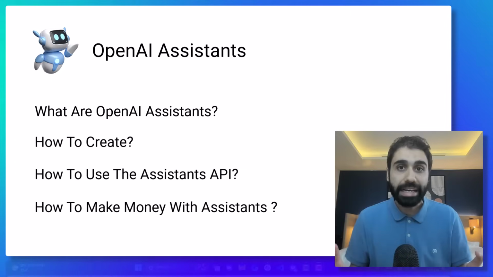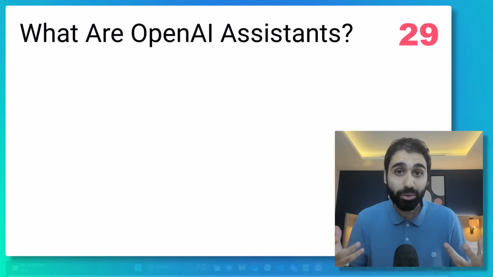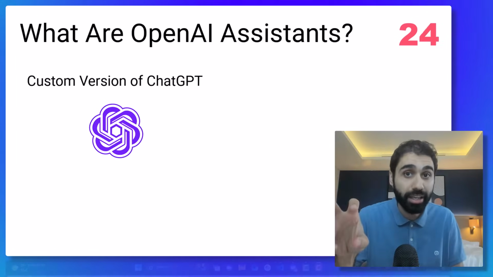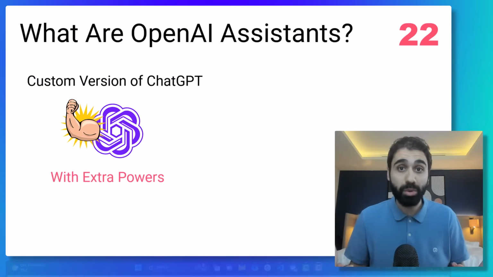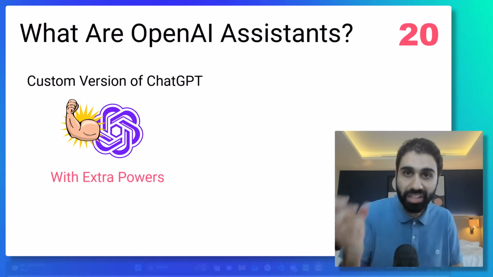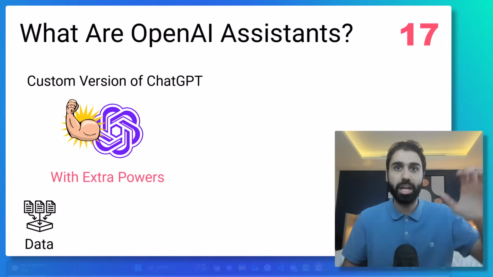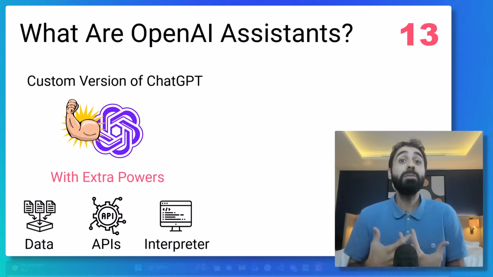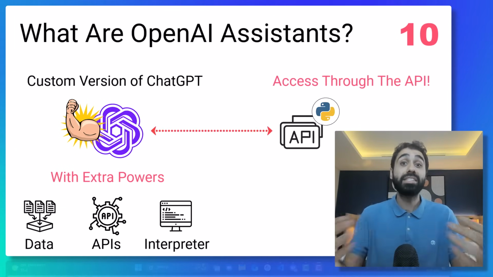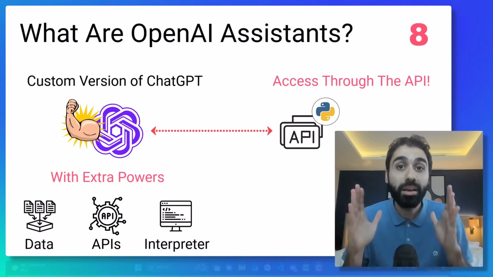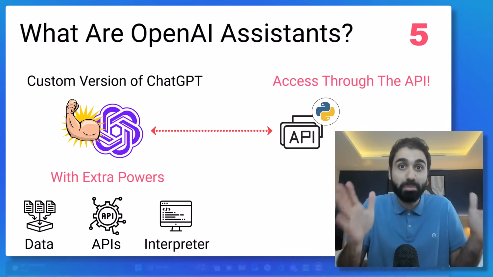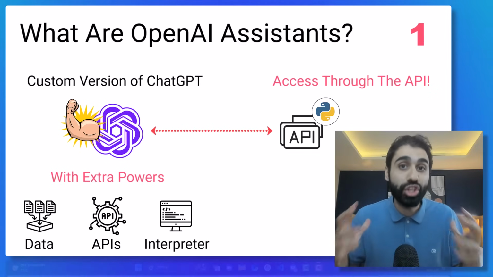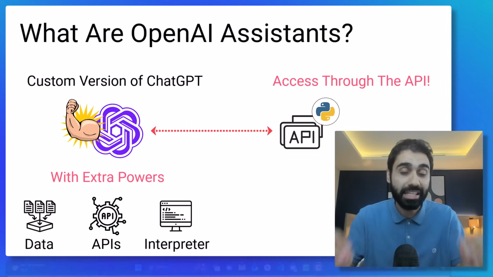So, in 30 seconds, what are assistants? Think about it as a custom version of ChatGPT that you can create, but with some extra powers. You can integrate your own data, you can connect with other APIs, you can use a code interpreter within, and the real power is that you can access this assistant through the API. So now you have a custom ChatGPT accessible through the API, and this is really a game changer. Please focus in these couple of minutes.